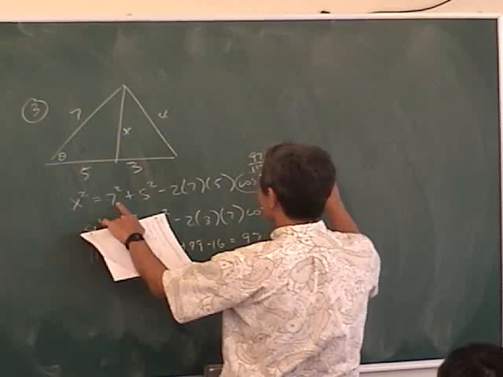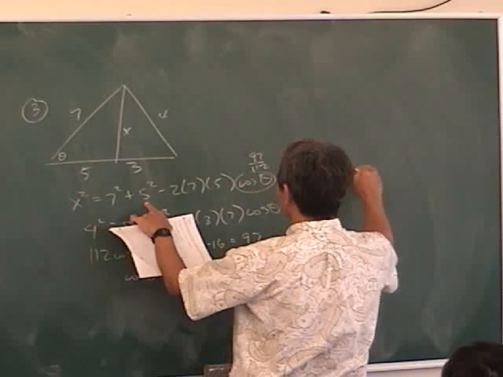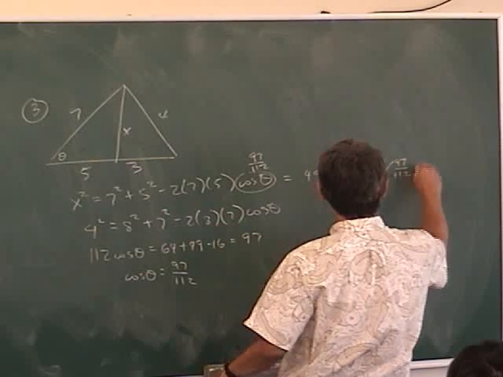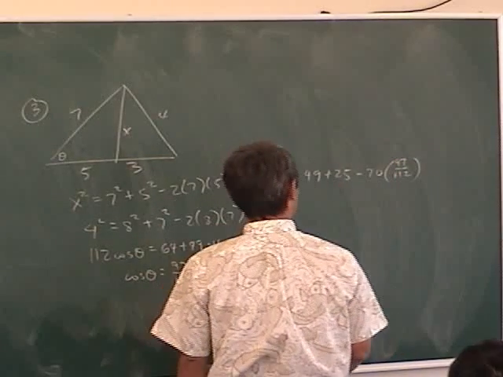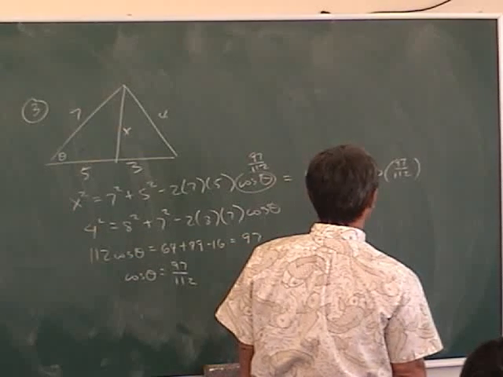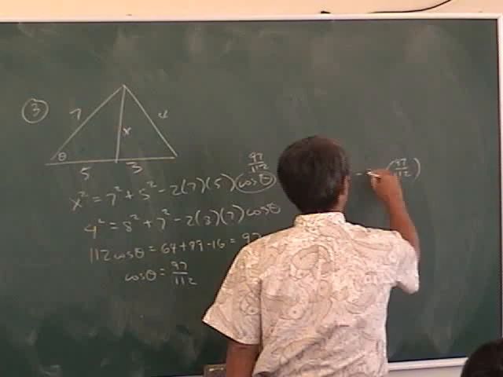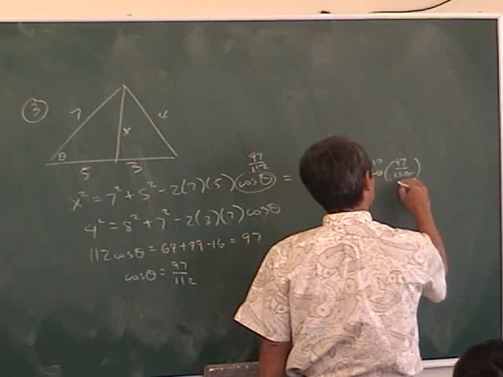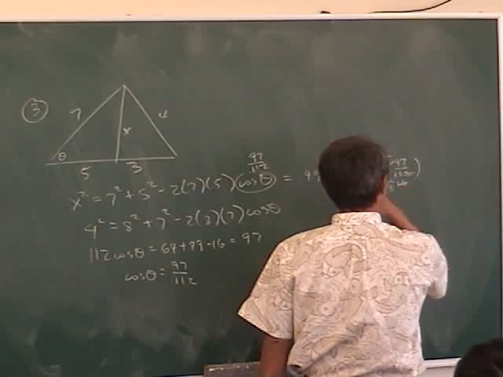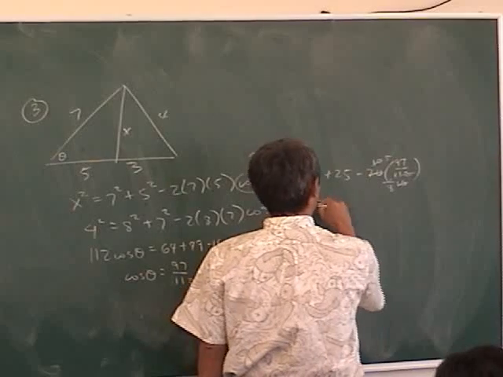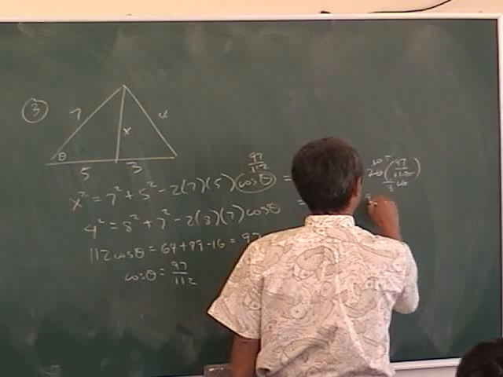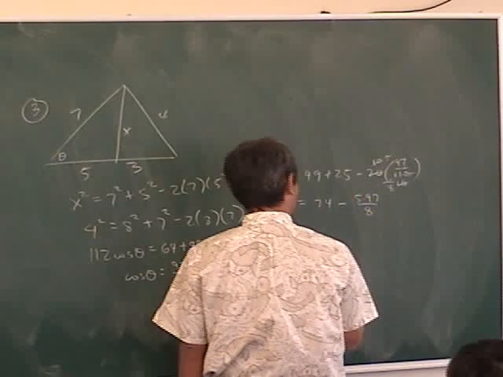X squared equals, what is this? 49 plus 25 minus 70 times 97 over 112. How do you reduce that? Can 7 go into 112? 14. Yes, so 7 goes into that 70, 7 goes into that 112. But 10 over 16 is like 5 over 8. Is that right? Yeah. So we got 74 minus that 5 times 97 over 8? Yeah. Is that right?